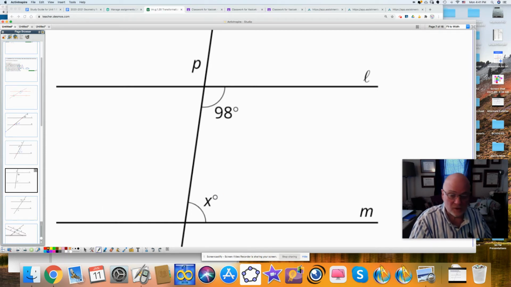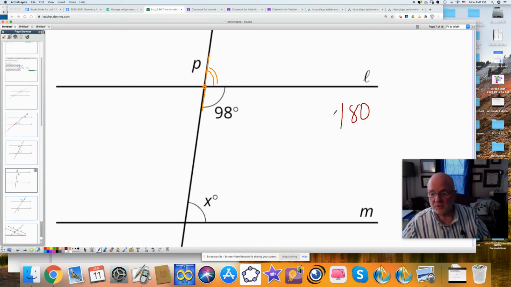I want to point out to you that this angle, 98, and this one right above it form a straight angle. They call that a straight angle. You could also know that it's equal to 180 degrees. Better do this in a darker color so you can see it. 180 degrees is what it equals. That's this angle. Well, let's just call it x.